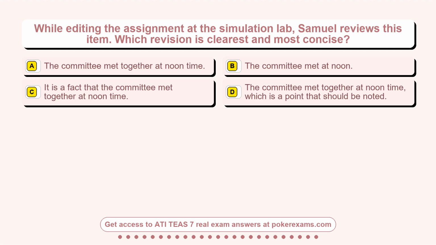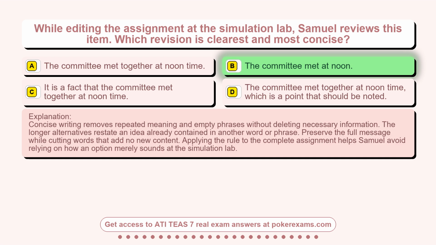Which revision is clearest and most concise? Option A. The committee met together at noontime. Option B. The committee met at noon. Option C. It is a fact that the committee met together at noontime. Option D. The committee met together at noontime, which is a point that should be noted. The correct answer is option B. The committee met at noon.